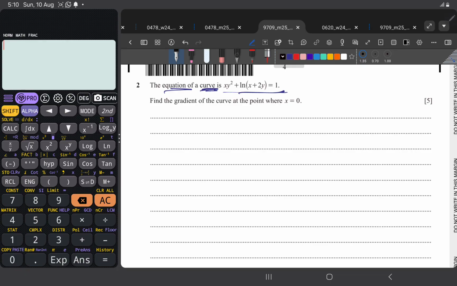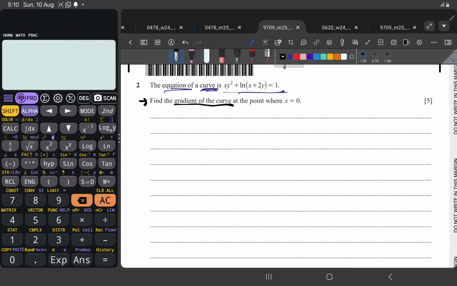The question is this one. Find the gradient of the curve. So this is actually the question. Find the gradient. If I say to you, read the question, don't read the equation of a curve. No. The question is find the gradient of the curve.